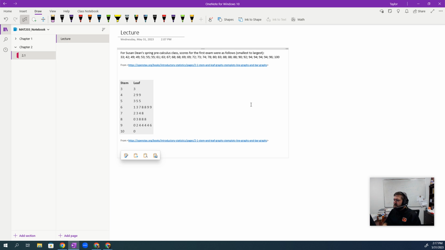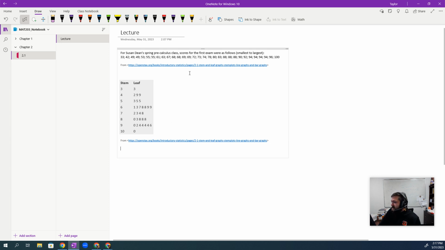But look at it. If we look at these numbers here, these were scores, so they're all going to be up to 100, right? Most of these are double digit scores. So the stem is the tens place and the leaf is the ones place. Just by organizing it this way, what we've done is given us a way to visualize the most common score.